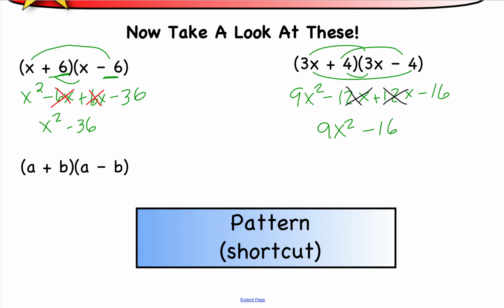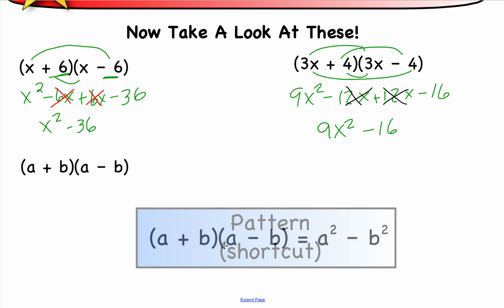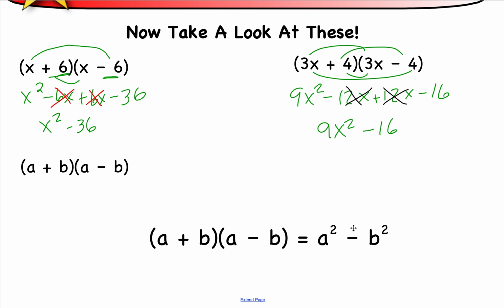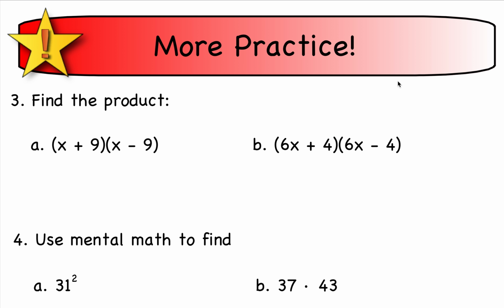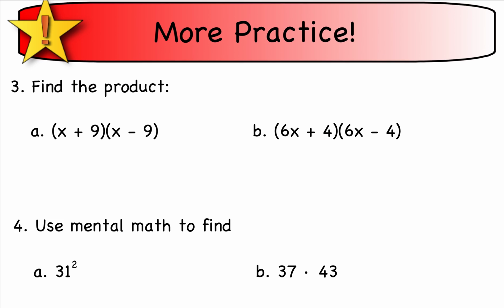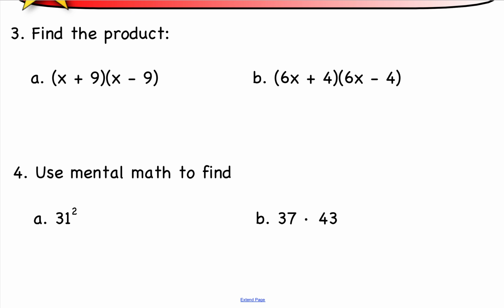So what's the pattern? Well, the pattern is this. All we have to do if we want to multiply two binomials that have different signs is square the first one and subtract from that the square of the last one, a squared minus b squared. So the first one squared and the last number squared, and they're separated by a minus sign every time. So that should help us be able to go through these problems very quickly.